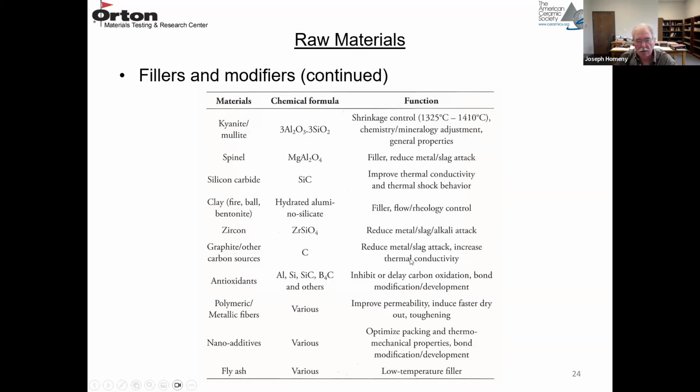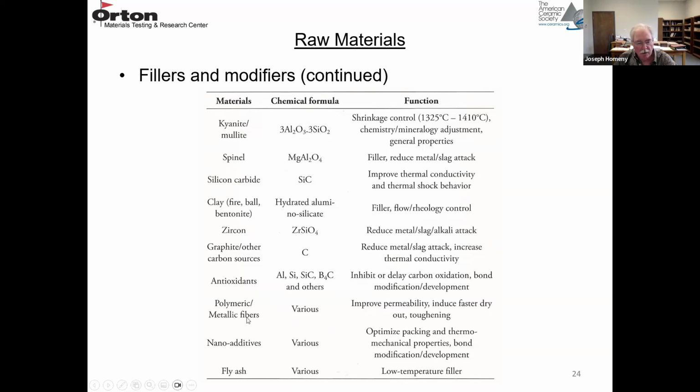Graphite or amorphous carbon, that does a lot of things. It reduces the metal or slag attack because it's non-wetting. It increases the thermal conductivity. It lowers the thermal expansion and improves thermal shock resistance. We talked about antioxidants: aluminum metal, silicon carbide, and boron carbide, plus other antioxidants. They protect the carbon if carbon is present, and they also react and modify the matrix. The reaction products tend to fill pores and make the material stronger.